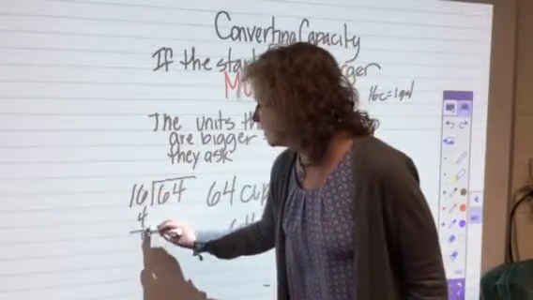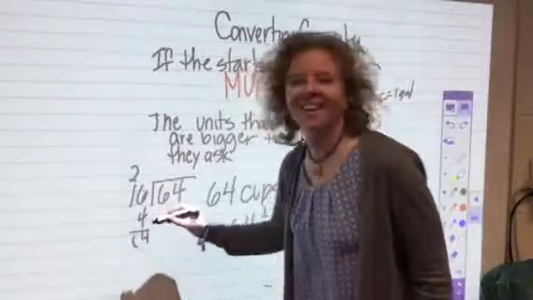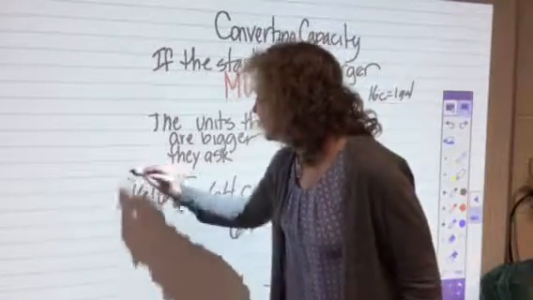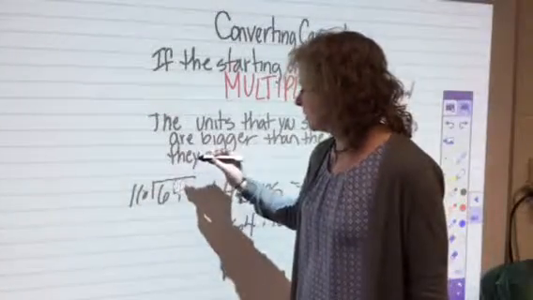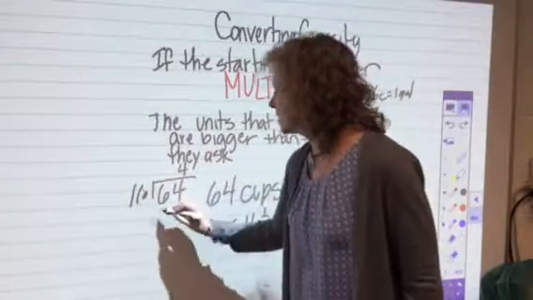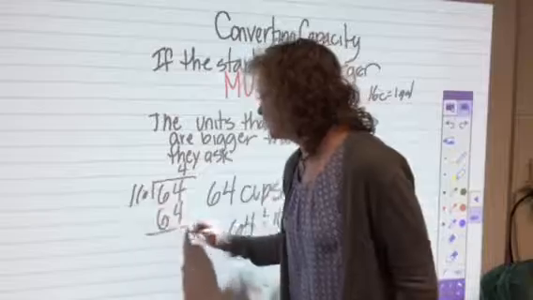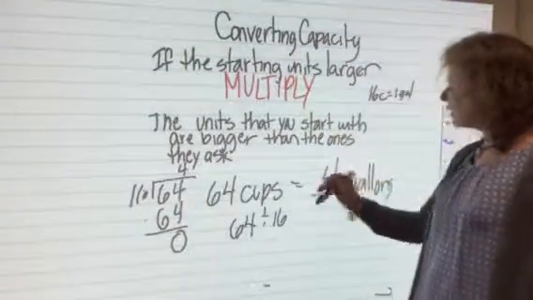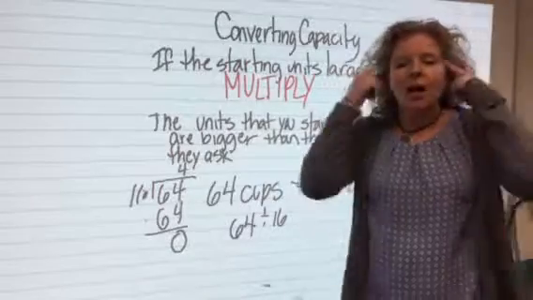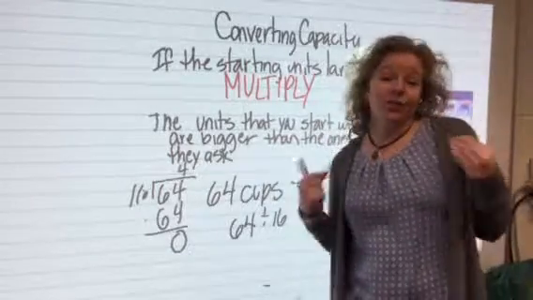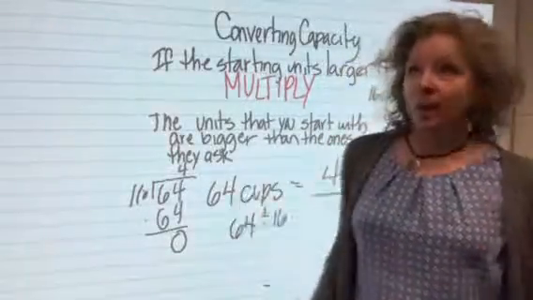4 times 16. Hey, I'm a pretty good guesser. All right. So 16 goes into 64. 4 times 16 is 64. Guess what, ladies and gentlemen? That's how we convert. You just have to memorize, if the starting unit's larger, multiply.